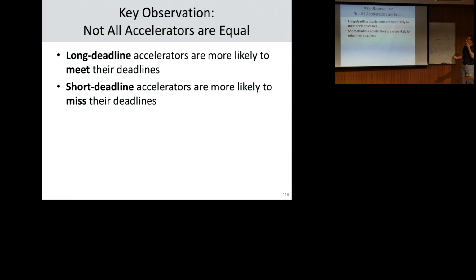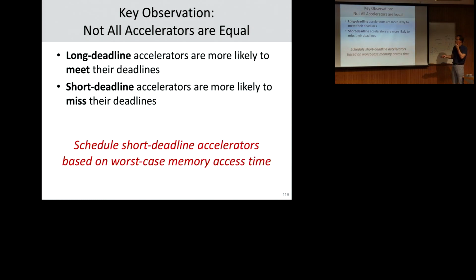Okay, I think I already said this also very quickly. So if you have a short deadline accelerator, we basically schedule them based on worst case memory access time. So if your deadline is going to happen very soon and very regularly, we basically assume that they're going to see the worst case memory access time, and they're going to be scheduled and somehow prioritized because they're important.